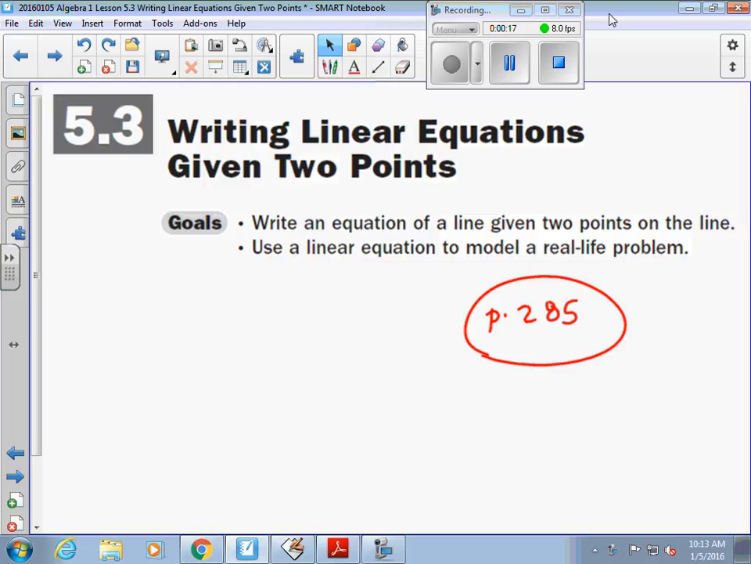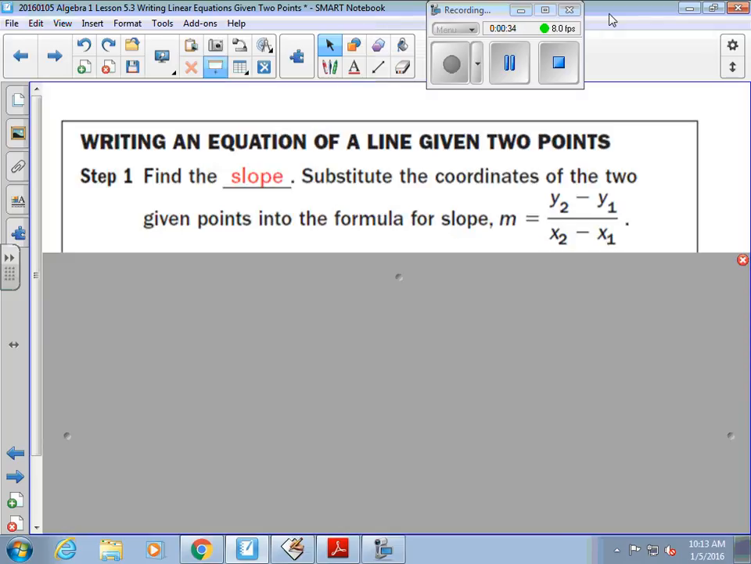Now we're going to take the slope away. We're going to find slope. We're going to find b. And we're going to write the equation. Beginning on 285, writing an equation of a given line given 2 points. And we're going to look at a real life problem involving perpendicular lines. Yesterday we talked about parallel lines, today perpendicular lines.